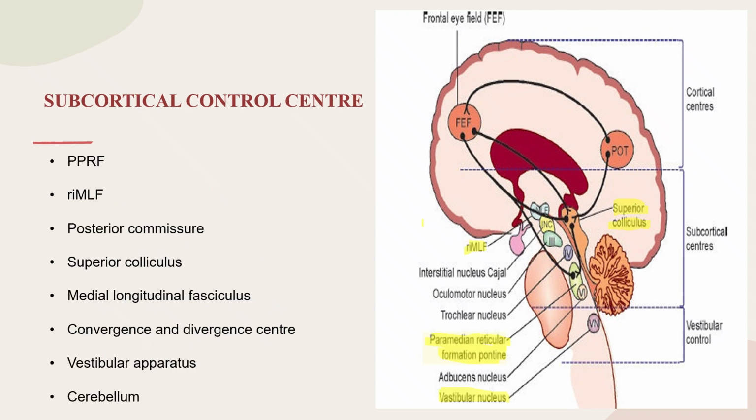Next is subcortical control center. In subcortical control center, we are going to study about the PPRF. This is paramedian pontine reticular formation, which is located at the pons level. Then we have RIMLF, rostral interstitial medial longitudinal fasciculus, and it is located at the level of midbrain. We have posterior commissure, superior colliculus, medial longitudinal fasciculus, convergence and divergence center, vestibular apparatus, and the cerebellum system. These come under the level of subcortical control center.